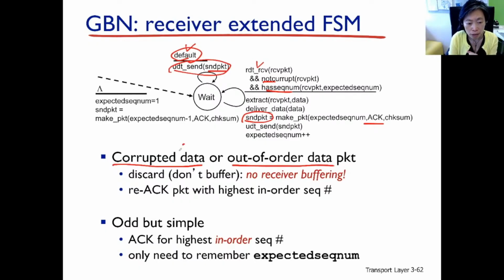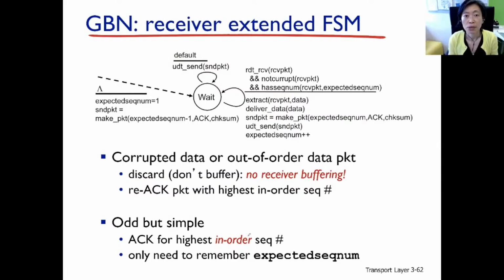So in case of corrupted data or out of order data, we discard the data. There is no receiver buffering, so there's no extraction of data and no passing of data up to the application layer. All we do is simply react to the data with the highest sequence number that arrived correctly in order. So the Go-Back-N receiver works a bit odd, not that intuitive, but it's very simple. It always acknowledges the data packet with the highest sequence number among those that arrive correctly and in order. All the receiver needs to track is the expected sequence number, and that's pretty much all.